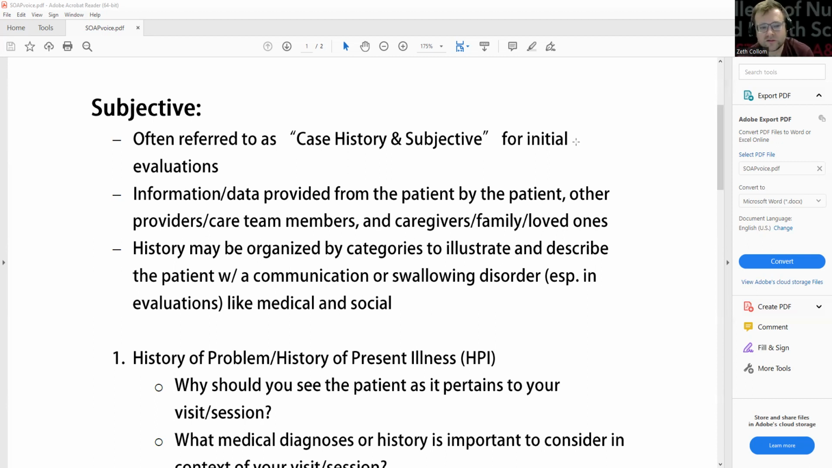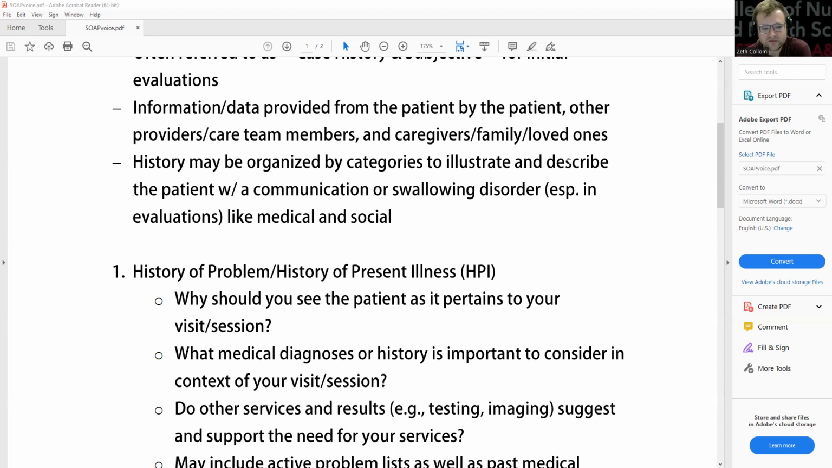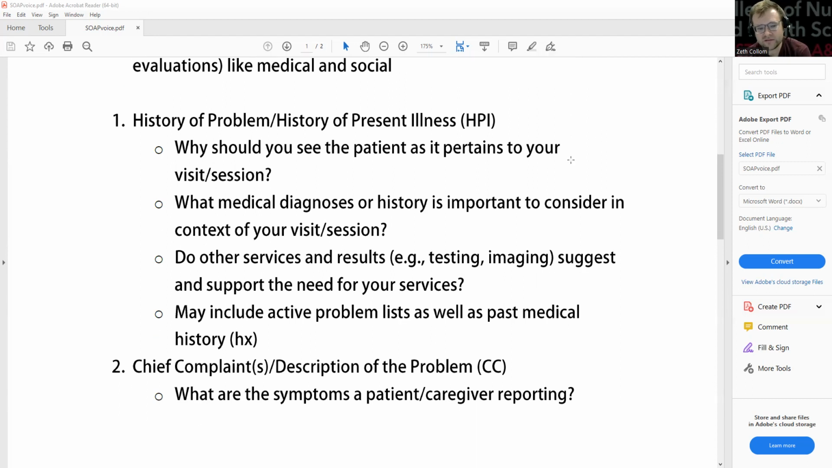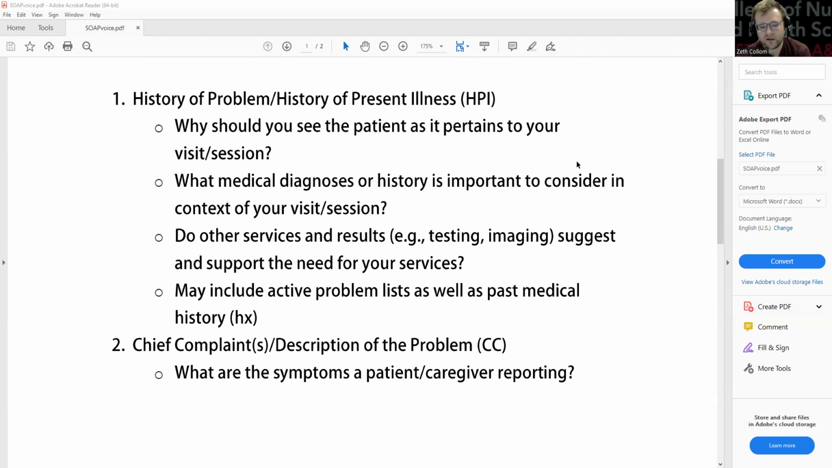There are two things that you want to make sure that your subjective section always addresses, I feel, especially if you're doing an initial evaluation. And the first is what we refer to as HPI, or history of present illness. I've also seen it referred to as history of the problem. So this is basically what indicates you need to see this patient. Why is it important to you? What medical diagnosis or history should you consider in the context of the session?